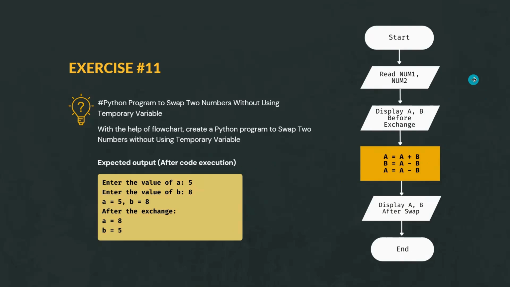So here is the flowchart. We'll start with reading the values, number 1 and number 2, which could be A or B. And then we are going to do this math: A equal to A plus B, B equal to A minus B, and A equal to A minus B. And then we will display the result, which is the swapped numbers. It looks simple, so let's write it in Python.